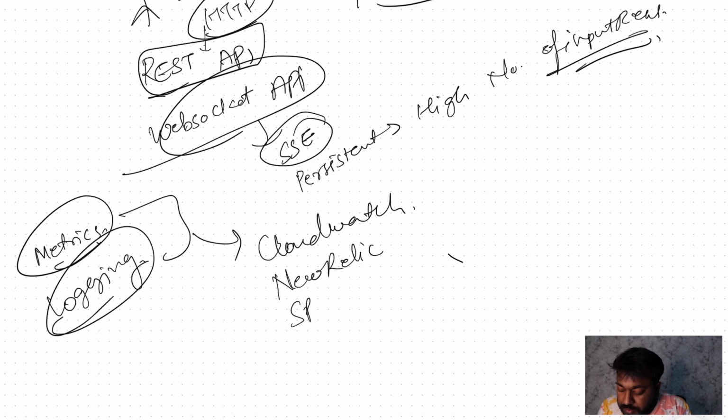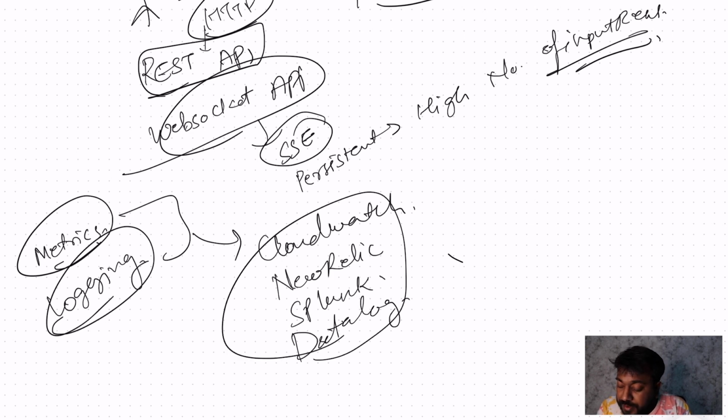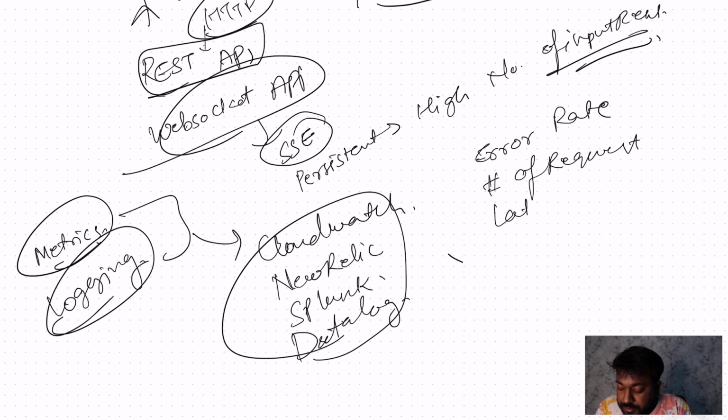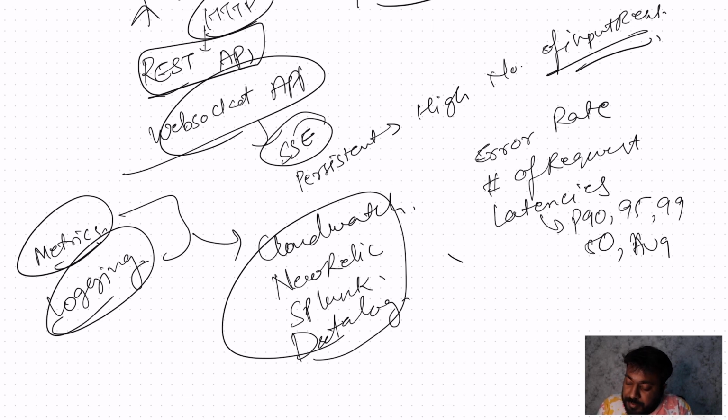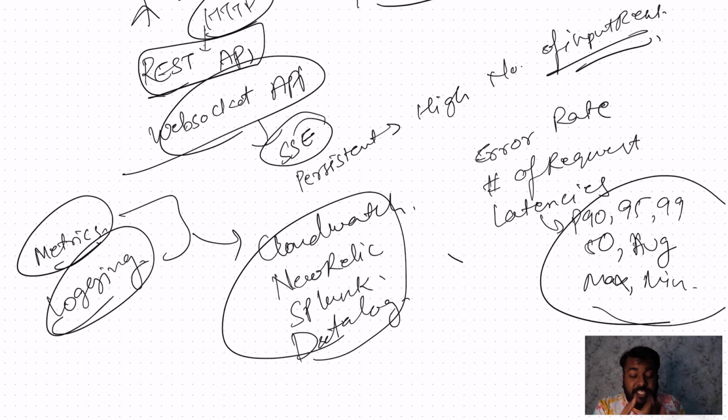You can have Splunk. There's also Datadog. You try to put metrics on various things like error rate, number of requests, and your latencies. For latencies you also put metrics on various things like P90, P95, P99, P50, maybe average latency, maybe maximum latency, maybe minimum latency. So depending on what kind of latency you're looking at, you put a metric on it.